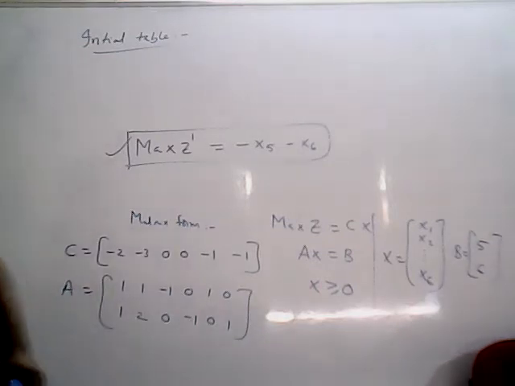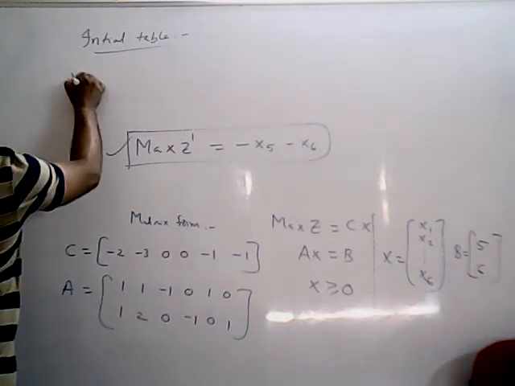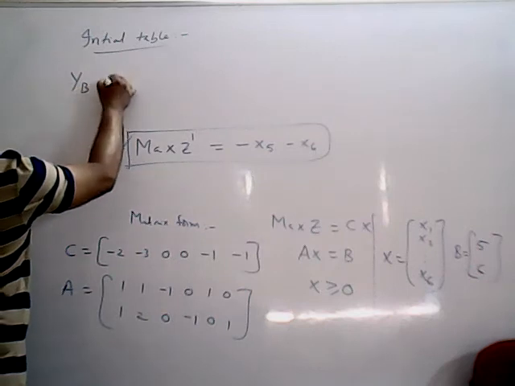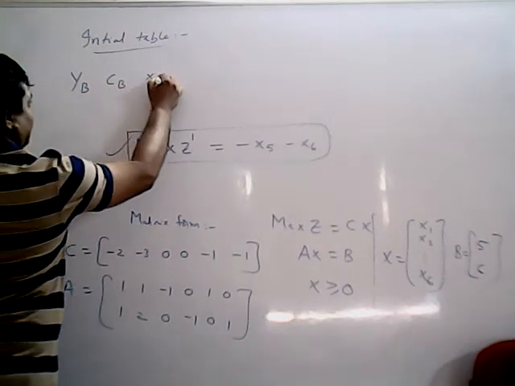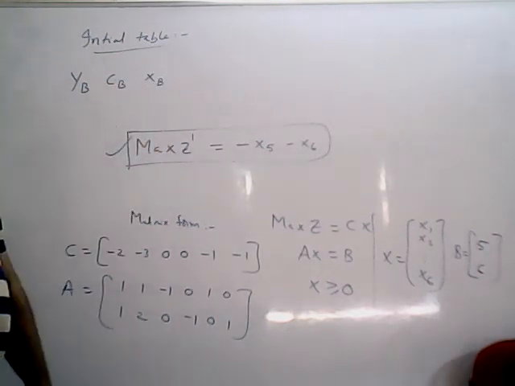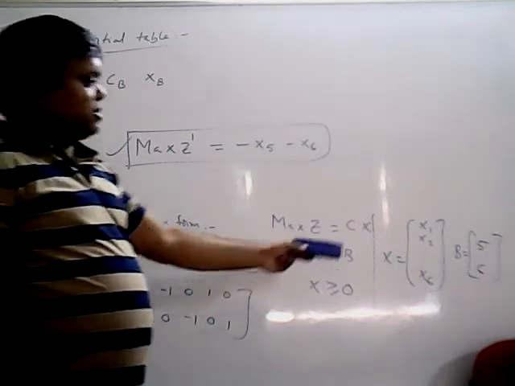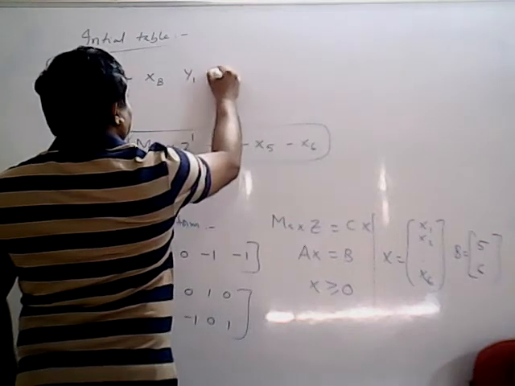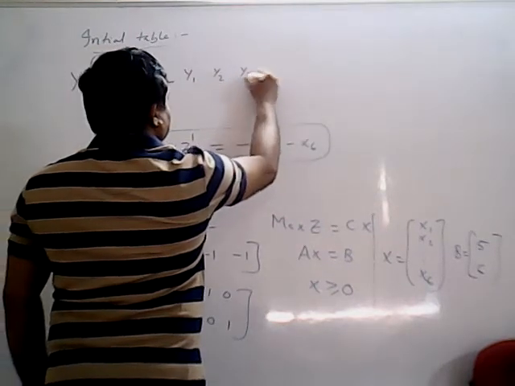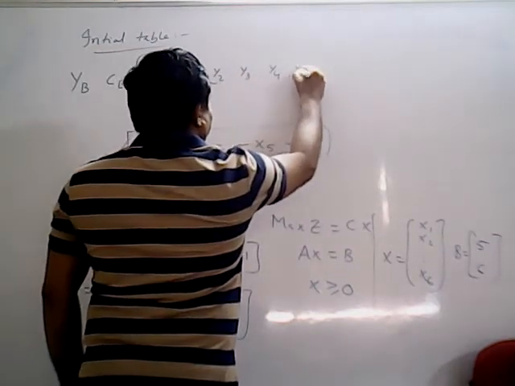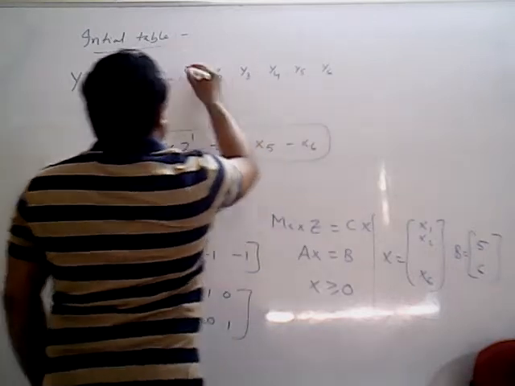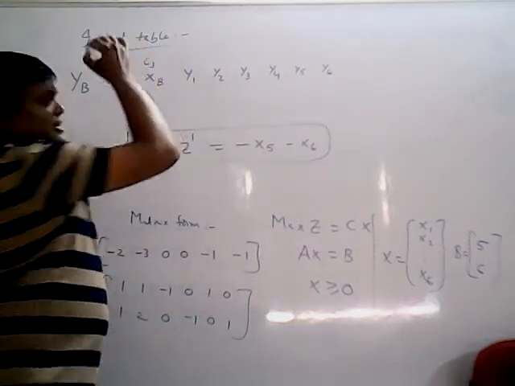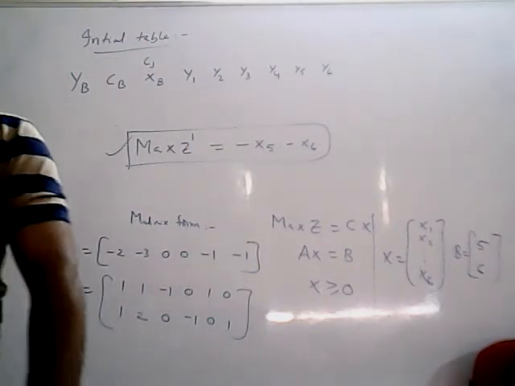Initial table. What are the columns required? What is the first column? All of you know: YB is the first column, CB is the second column, XB is the third column. Now, how many variables are there in the problem? 6 are there. So we get Y1, Y2, Y3, Y4, Y5, Y6. And Cj is the cost matrix.